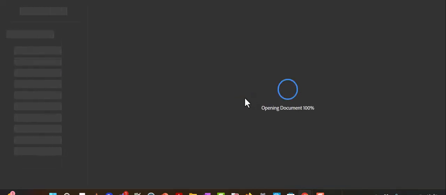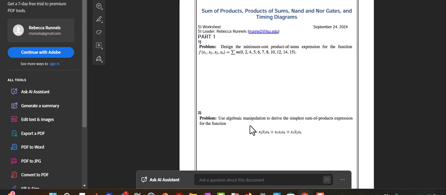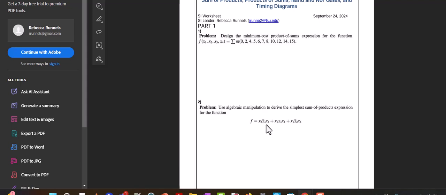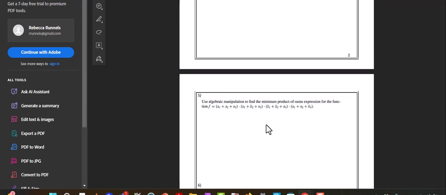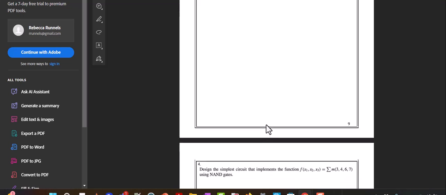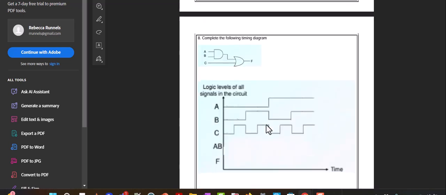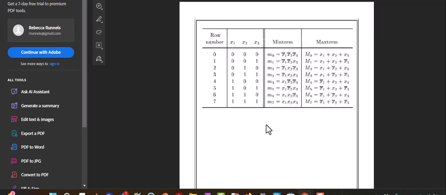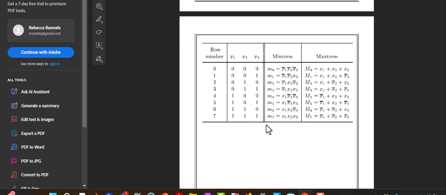So first we need to talk about what it means when we talk about product of sums and sum of products. If you look on the worksheet that I gave you, I also have for reference on the second to last page the min terms and the max terms for sum of products and product of sums, and the min terms are products and the max terms are sums.